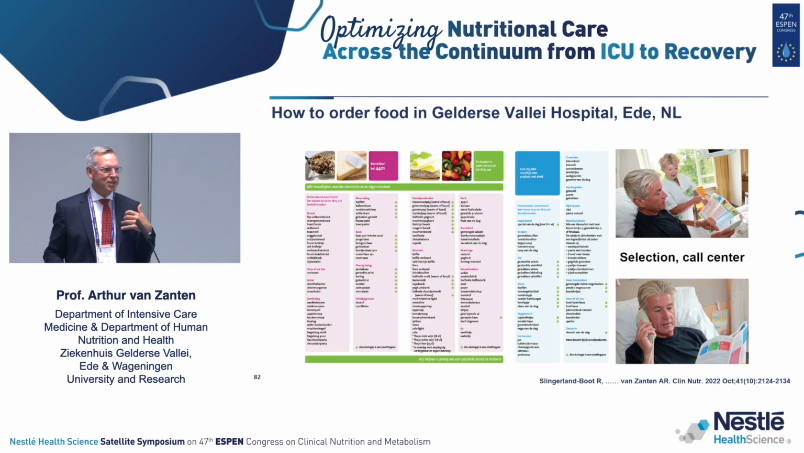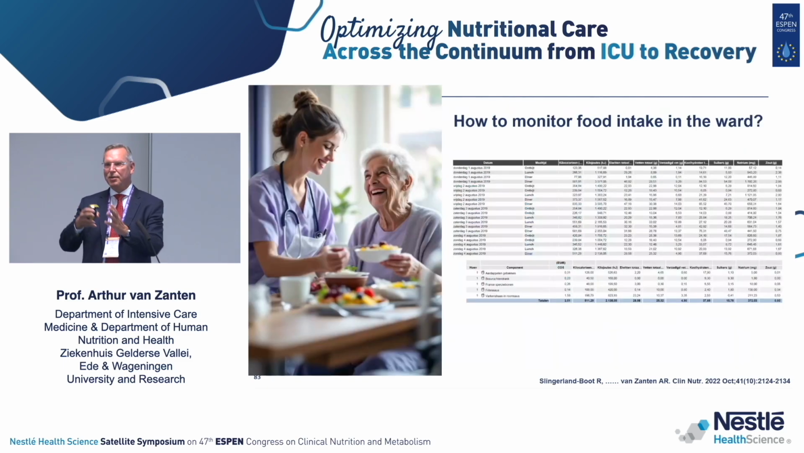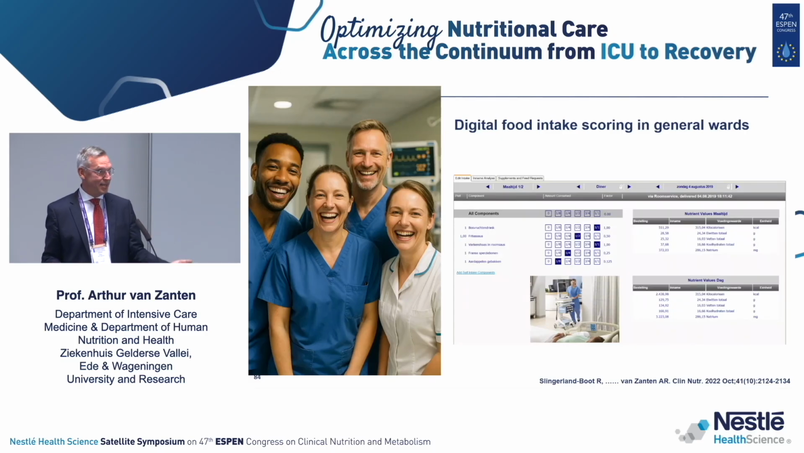You call the call center and the food will be freshly prepared and sent to the room within 30 minutes. And you see on the menu list the green thumbs up. Those are the high protein products. And then you go to the cashier of this call center and they calculate how many proteins and how much energy you have ordered. So we know exactly what has been ordered, but that's not the same as what has been eaten.